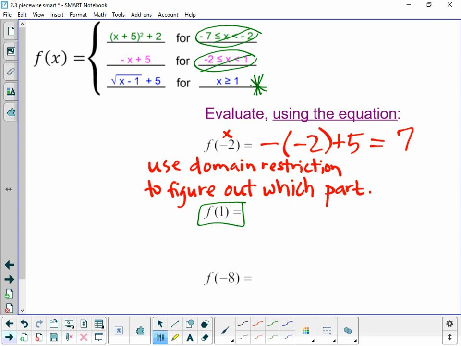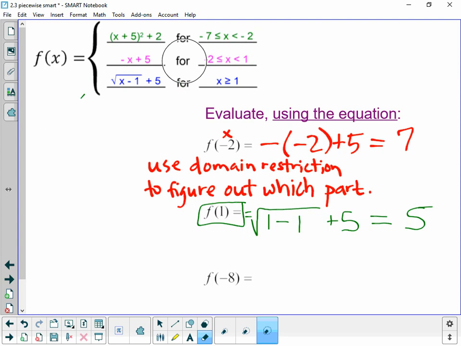+1 falls into this group. It's greater than or equal to 1. So that means I'm going to use this part of the equation to evaluate it. The square root of 1 minus 1 plus 5. Well, the square root of 1 minus 1 is 0. Root of 0 is 0 plus 5 is 5. So f of 1 is 5.